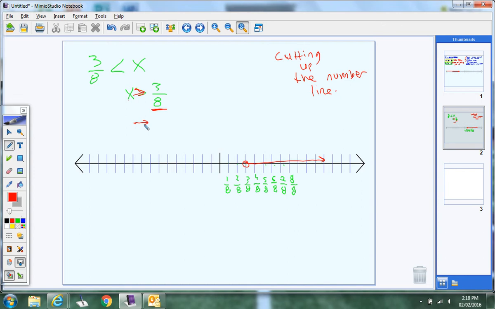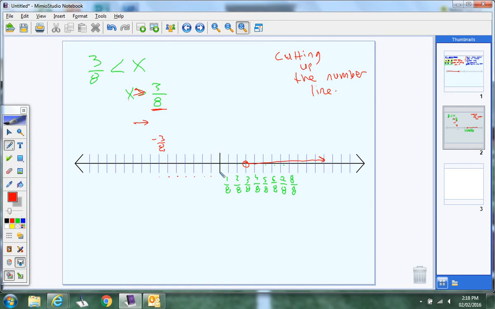And really, we don't have to do the negatives because the negatives would be the same thing. Okay, we could break all these negatives here into eighths. If it was, let's say, negative 3/8, then we just do the same thing but the other direction. Okay, so that's kind of like your thing on cutting up the number line.